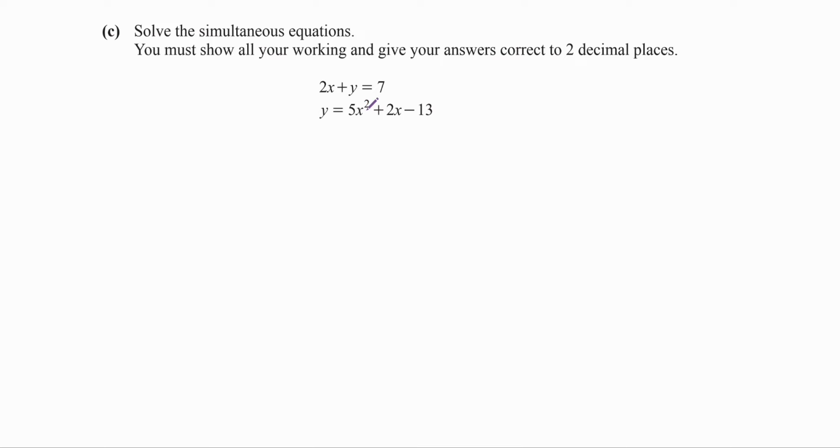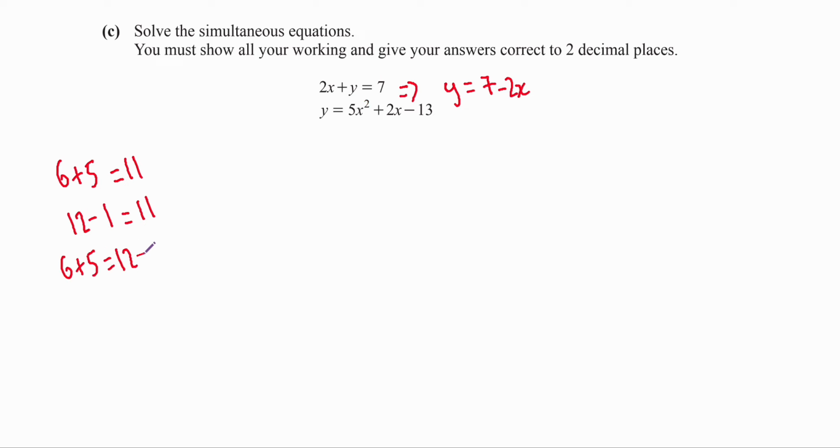We can't just subtract these two equations because, well, you could actually, but I want to show you a different way of doing it. So let's rearrange this equation, and you're left with y is equal to 7 minus 2x. I haven't done anything. I've just brought the 2x to the other side. Well, think about it like this. If I tell you 6 plus 5 equals 11, and then I tell you 12 minus 1 is also equal to 11, well, that means 6 plus 5 is equal to 12 minus 1, right? Would you agree? Because they both equal 11. Well, you're doing the same thing.